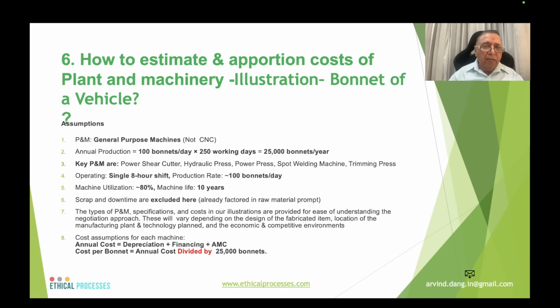Then the types of plant and machinery, specification and cost in our illustration, which are there in this template which will be called RT2, are simply for understanding, and actual specification will certainly vary. Now the cost assumption for each machine has been computed considering annual cost, which is based on depreciation plus financing cost plus annual maintenance cost for this plant and machinery. And once this total cost is worked out, it will be divided by the 25,000 bonnets.